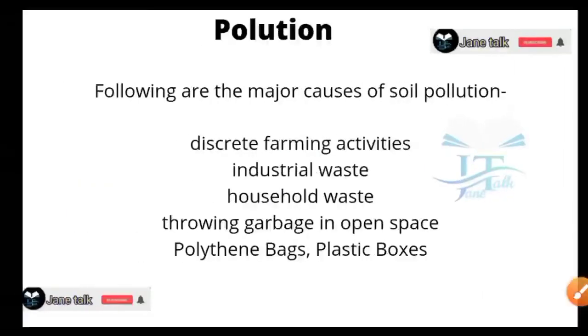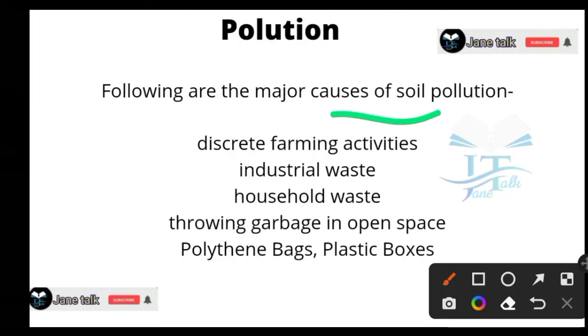Ab aapko likhna hai ki major causes, kya karan hote hain pollution ke. तो अब हम बात करें मिट्टी, soil pollution के क्या कारण होते हैं. तो भैया direct farming activity, गलत तरीके से अगर आप खेती करते हैं तो हमारी मिट्टी ख़राब होती है.